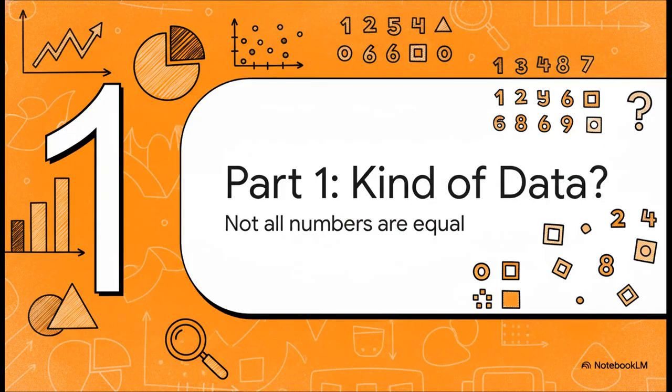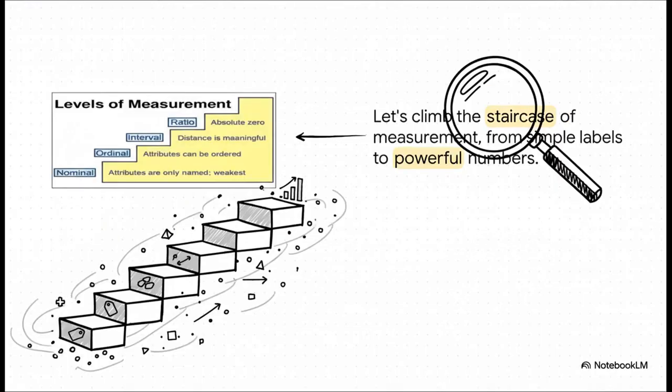So, our journey starts with a really fundamental idea here in Part 1, figuring out what kind of data we're even looking at. Because, and this is crucial, not all numbers are created equal. The best way to think about this is to imagine a staircase of measurement. We're going to start at the bottom with some really simple labels and climb our way up to more powerful and versatile kinds of numbers.